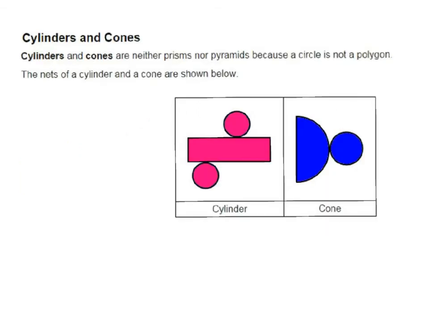Here's some examples of cylinder and cone nets. So the cylinder net, you're going to have 2 circles across from each other, but then you're going to have a rectangle in the middle. So if you fold that rectangle, it's going to create a curved surface, kind of like a paper towel tube, and then the circles are going to close off the top and bottom. And then when you have a cone, you create a cone from half a circle and a full circle. That full circle is your base, and the half a circle is the curved edge.